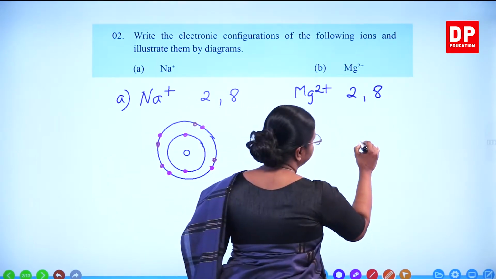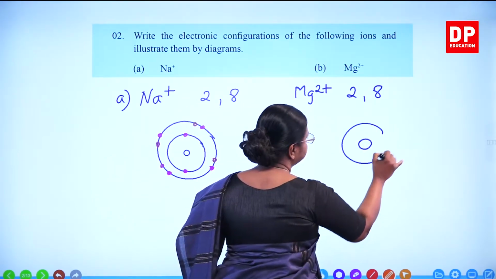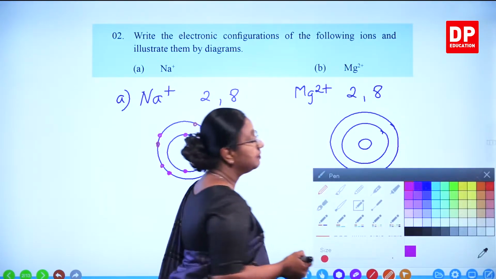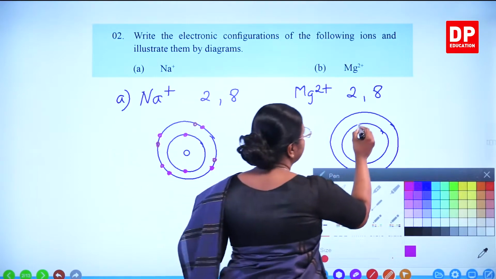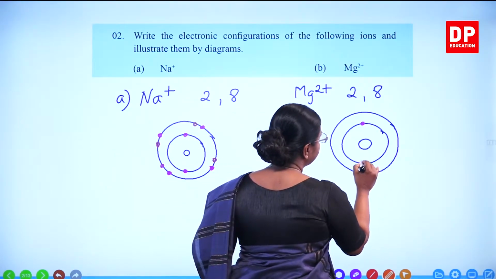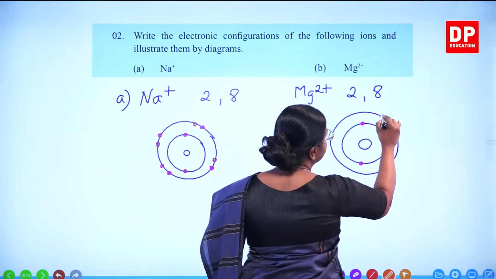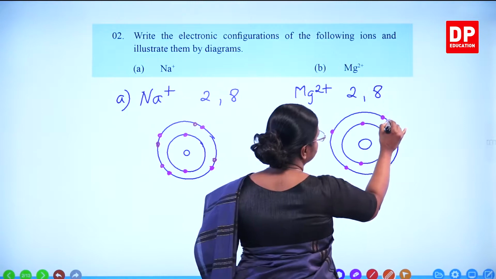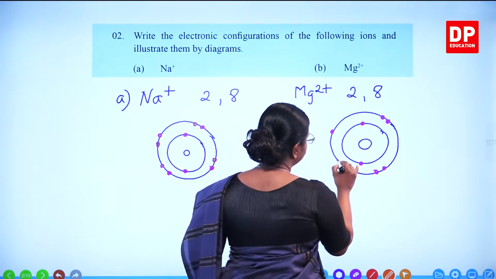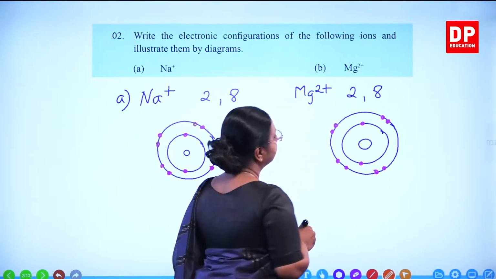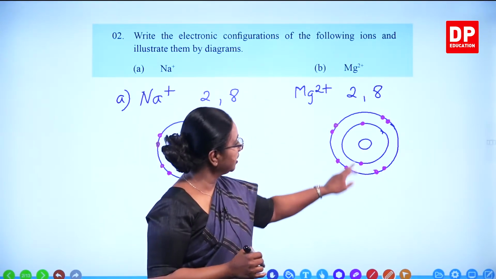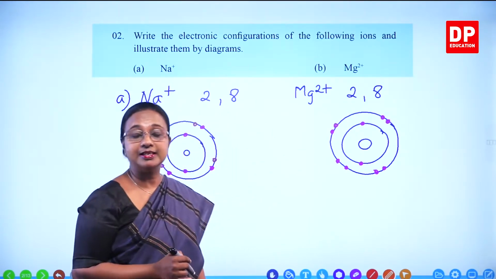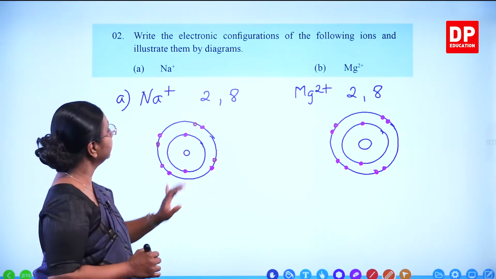So, we have to represent that also using a diagram. So, here again, if I draw the nucleus, then the 2 energy levels, and then we can denote the electrons. In the first energy level, there are 2 electrons, and in the second energy level, there are 8 electrons. And as I told you all before, we pair the electrons. So, can you see 2 in the first energy level, 2, 4, 6, 8 in the second energy level. So, those are the ions.